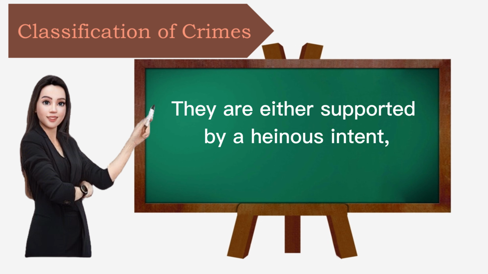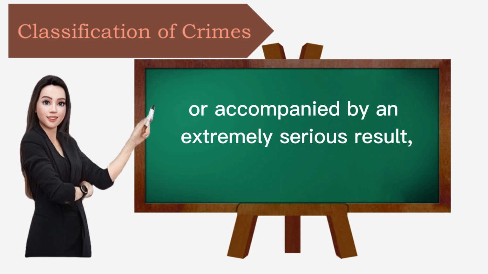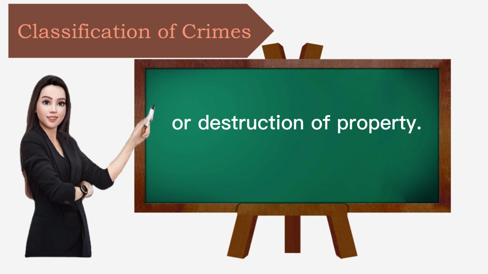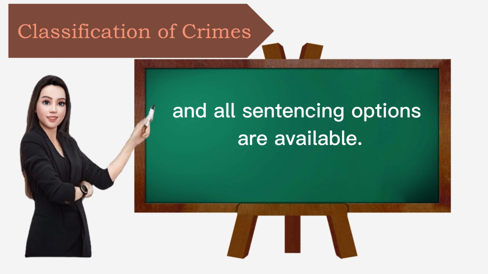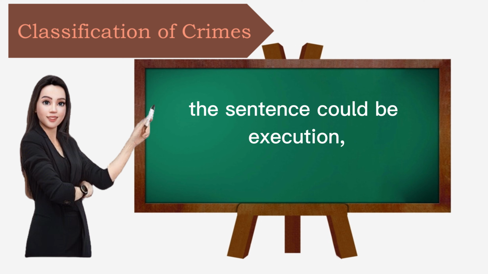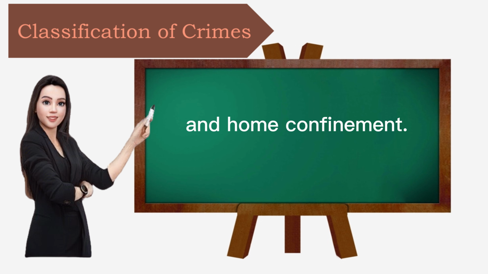They are either supported by a heinous intent, like the intent to kill, or accompanied by an extremely serious result, such as loss of life, grievous injury, or destruction of property. Felonies are serious, so they are graded the highest, and all sentencing options are available. Depending on the jurisdiction and the crime, the sentence could be execution, prison time, a fine, or alternative sentencing such as probation, rehabilitation, and home confinement.